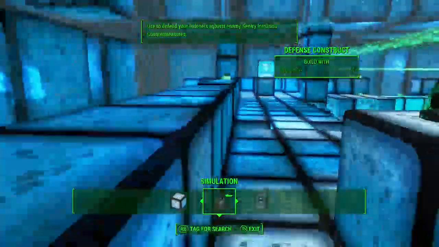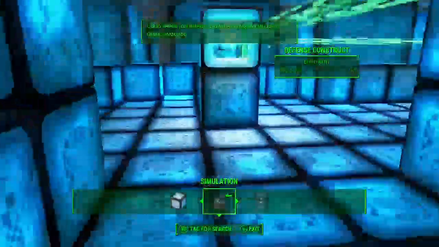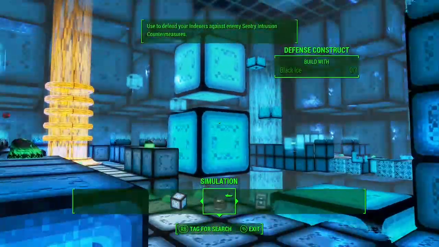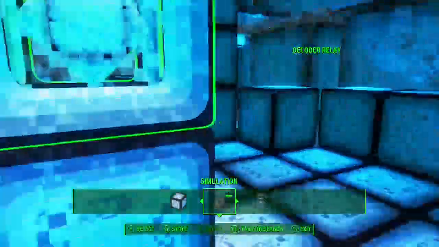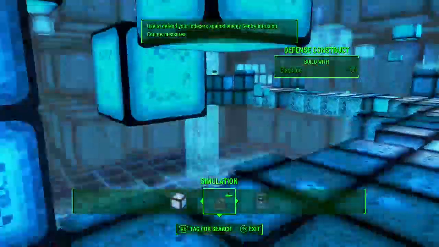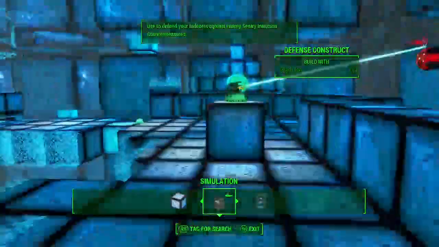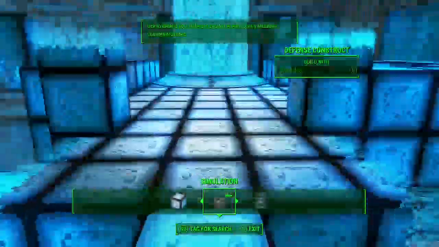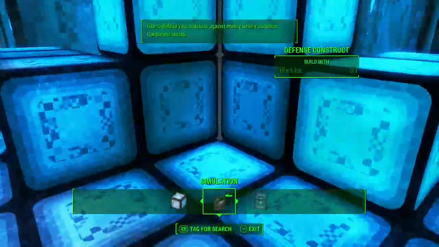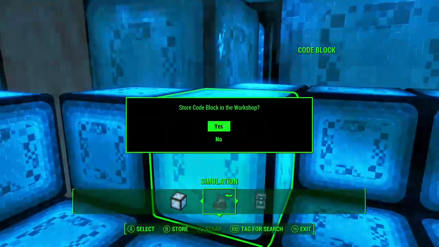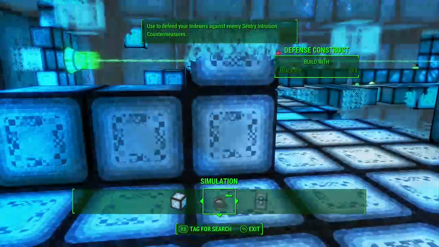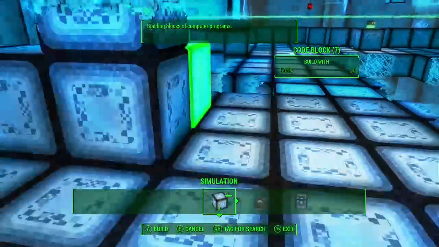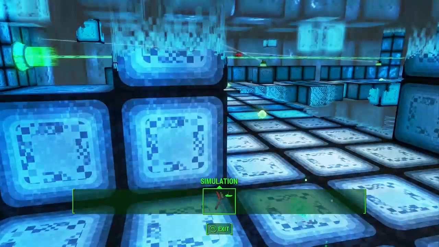Good. Now you just need to create a path to the data with code blocks, and your indexers can get to work. The system has been alerted to your presence. Now things will get hairier. You'll need to deploy defense constructs against the system's active countermeasures. The system's sentries will do everything they can to stop your indexers from returning to the access point with the data.